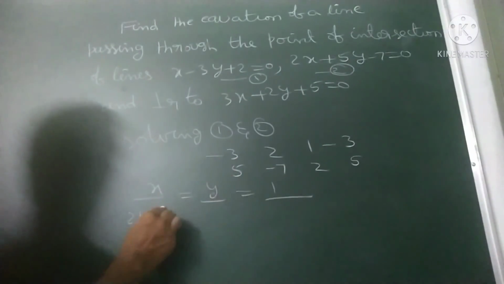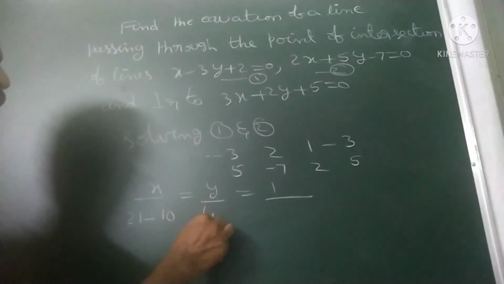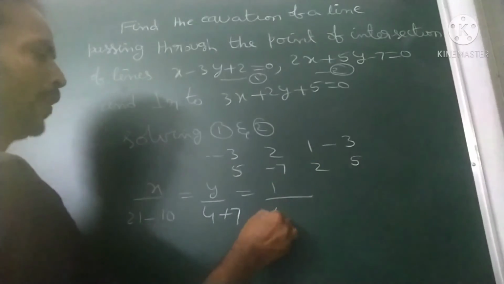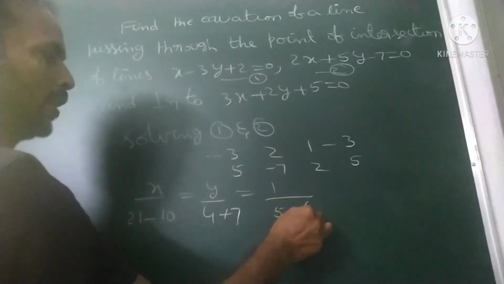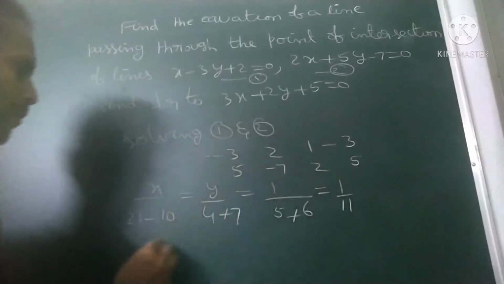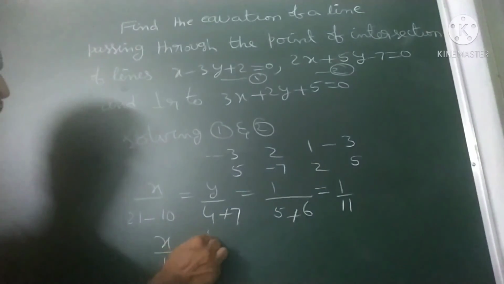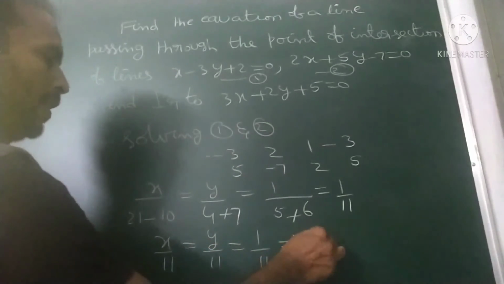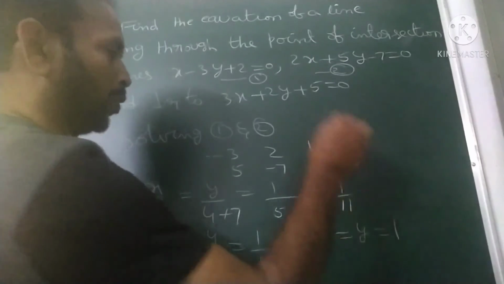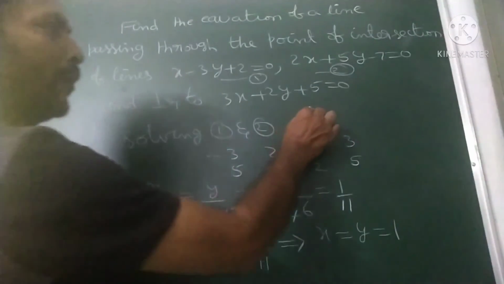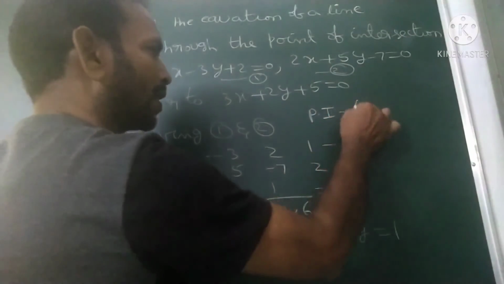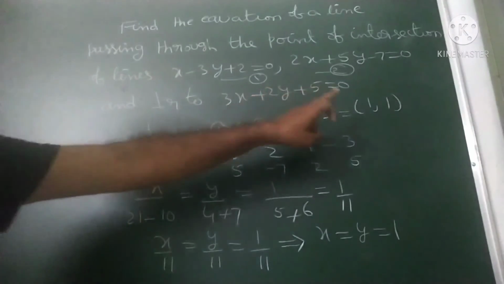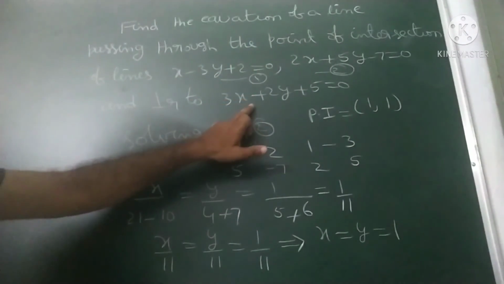21 minus 5 to 10. 4 minus of minus plus 7, 1 7. 5 minus of minus plus 2, 3 6. That means 1 by 11. So x by 11 is equal to y by 11 is equal to 1 by 11. This means x is equal to y is equal to 1. Now point of intersection how much? Point of intersection is 1 comma 1. So what to calculate? Passing through this point and perpendicular to this.